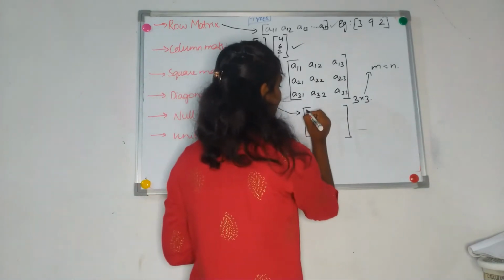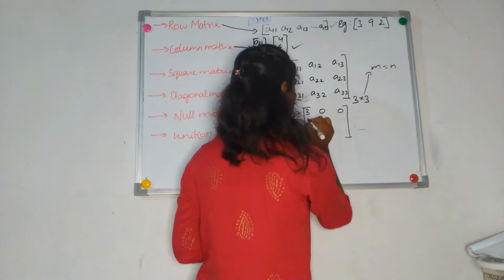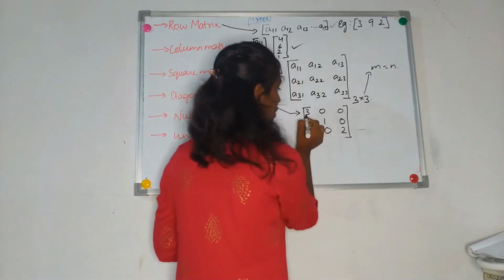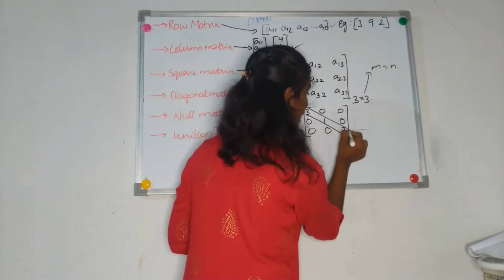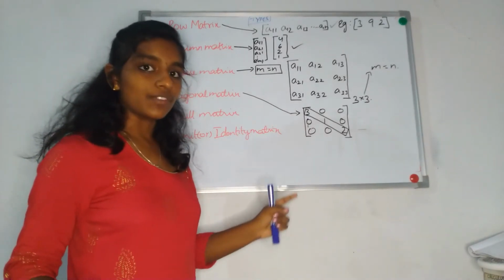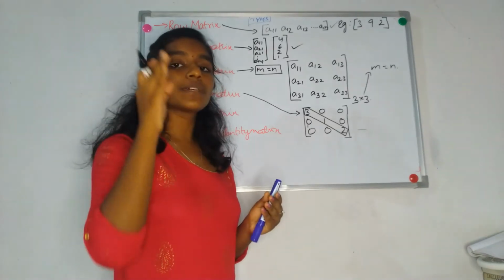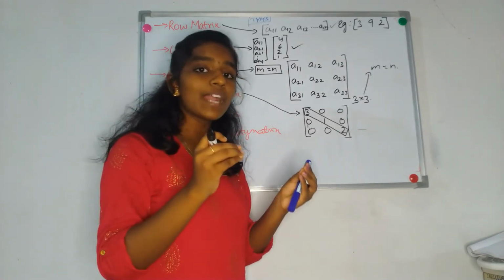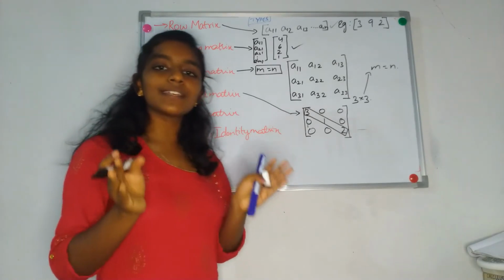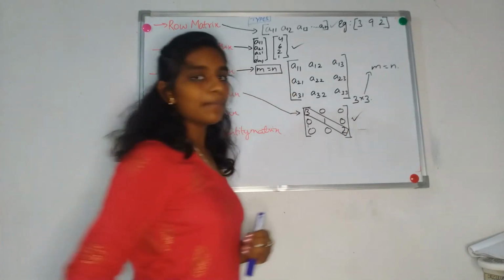Like 3, 0, 0, 0, 1, 0, 0, 0, 2. So only diagonal elements are present over here. Am I right? So this is called a diagonal matrix. But remember, to represent a diagonal matrix, you must only use a square matrix. A square matrix in which the diagonal elements are only present and all the others are zero is known as a diagonal matrix. Have you understood what a diagonal matrix is?